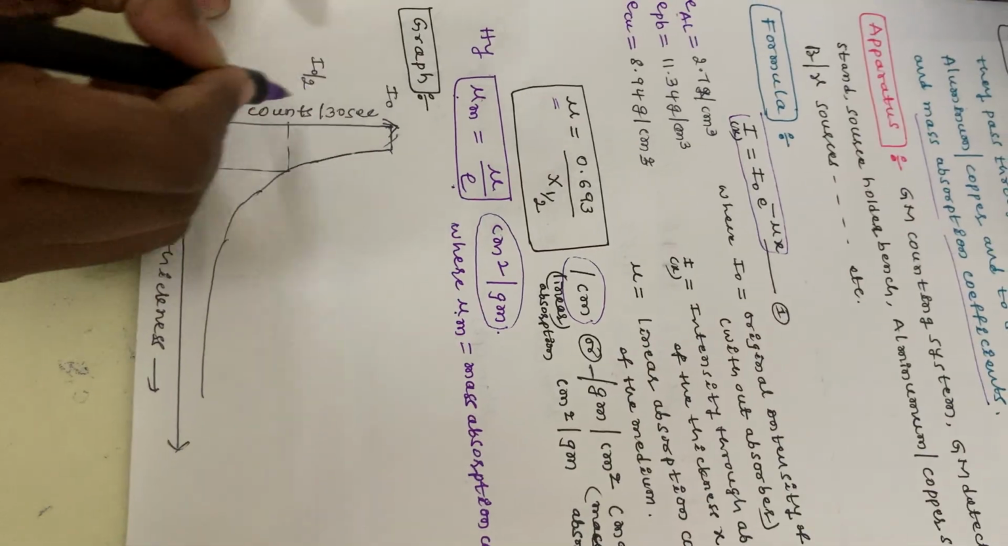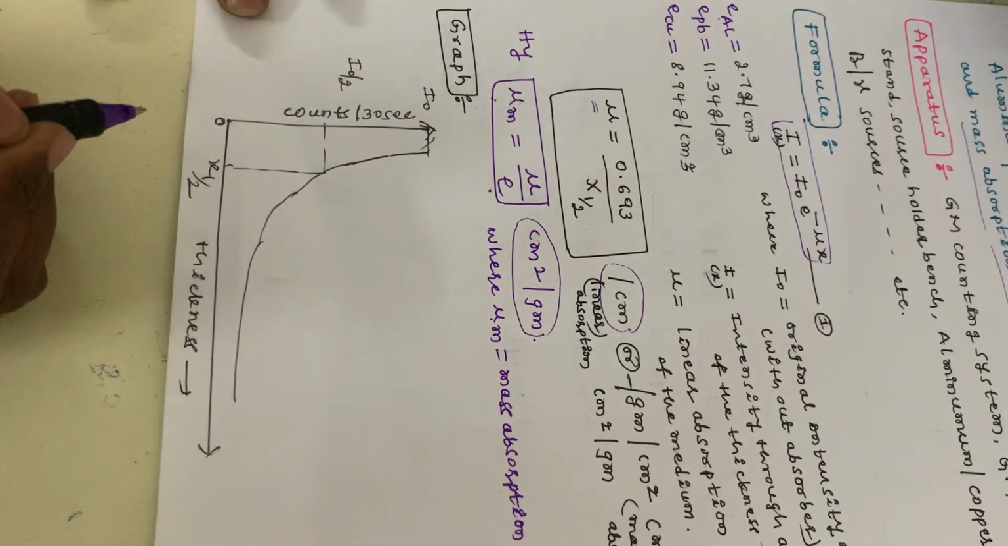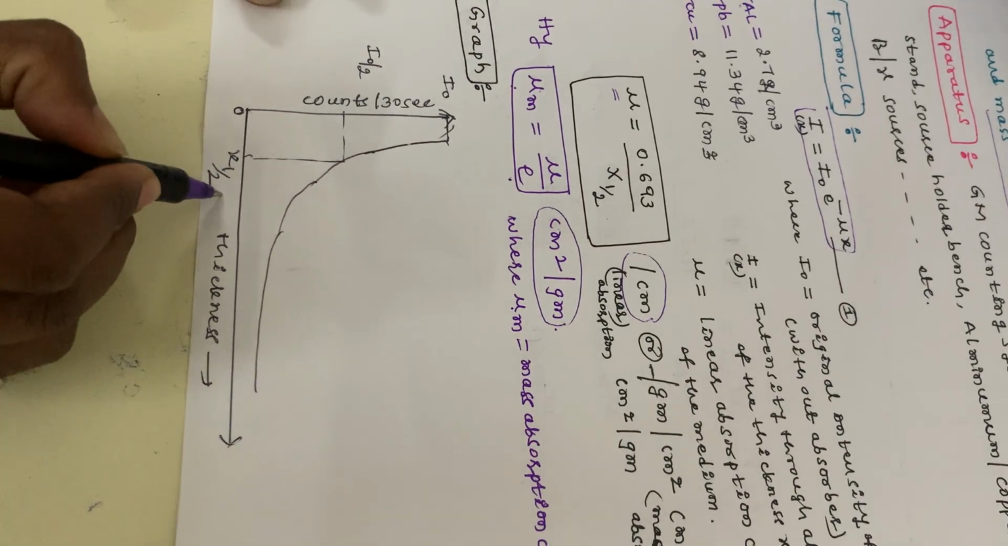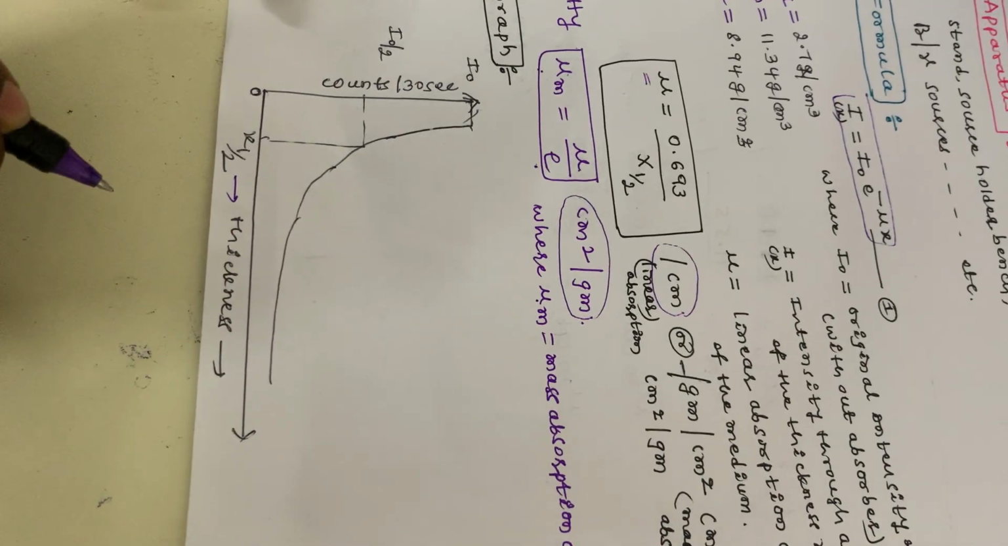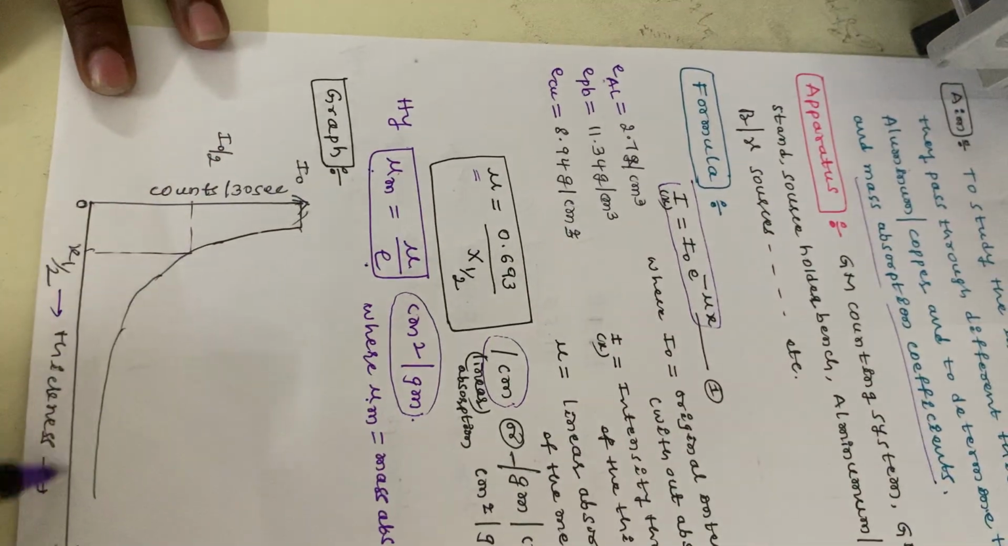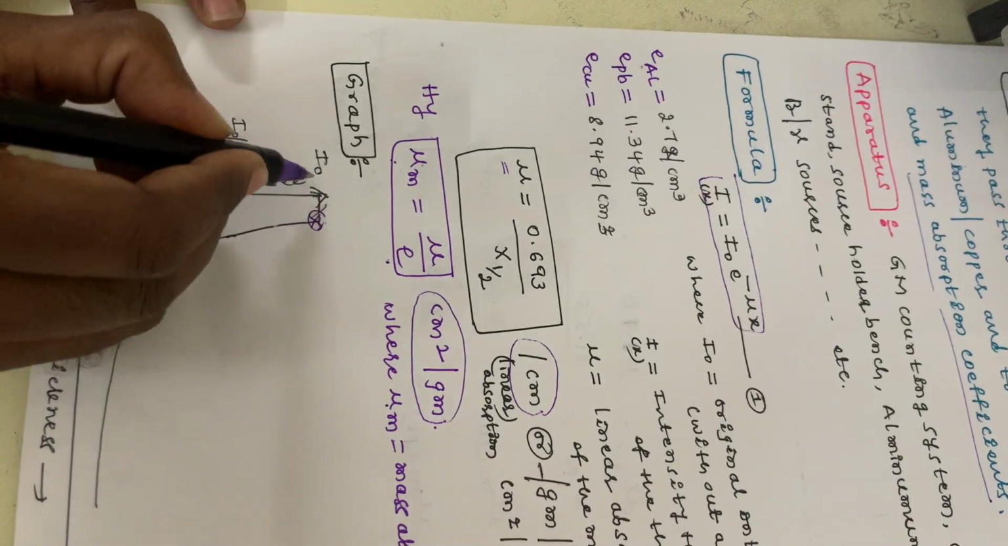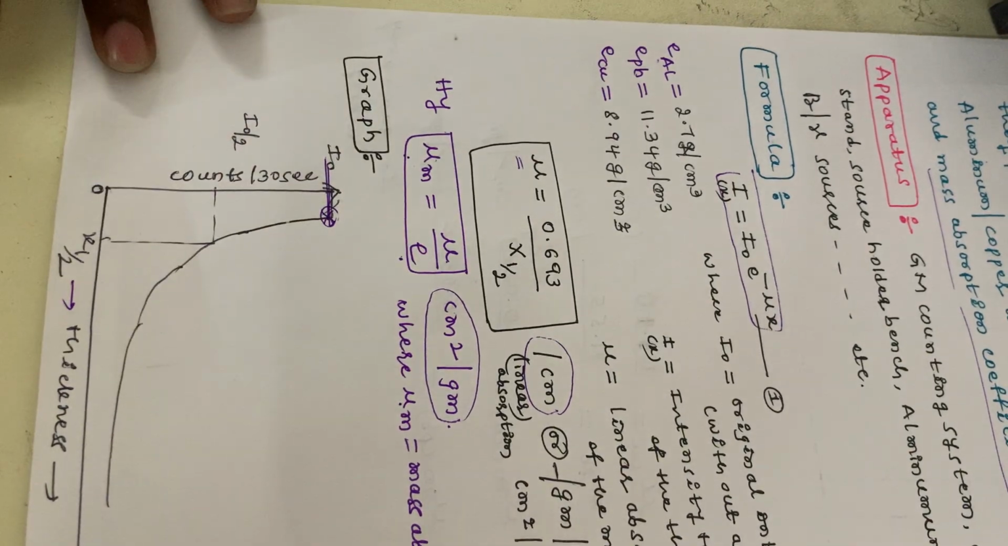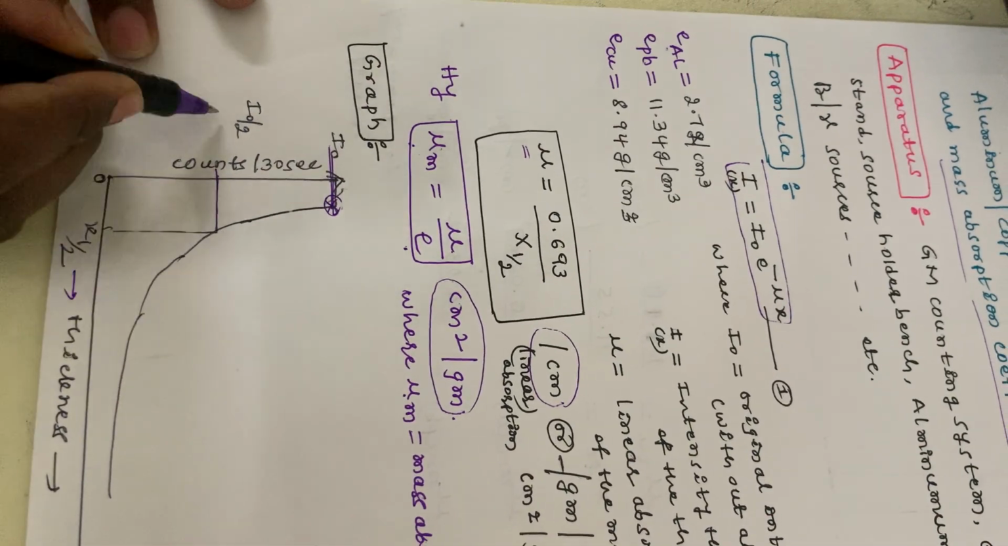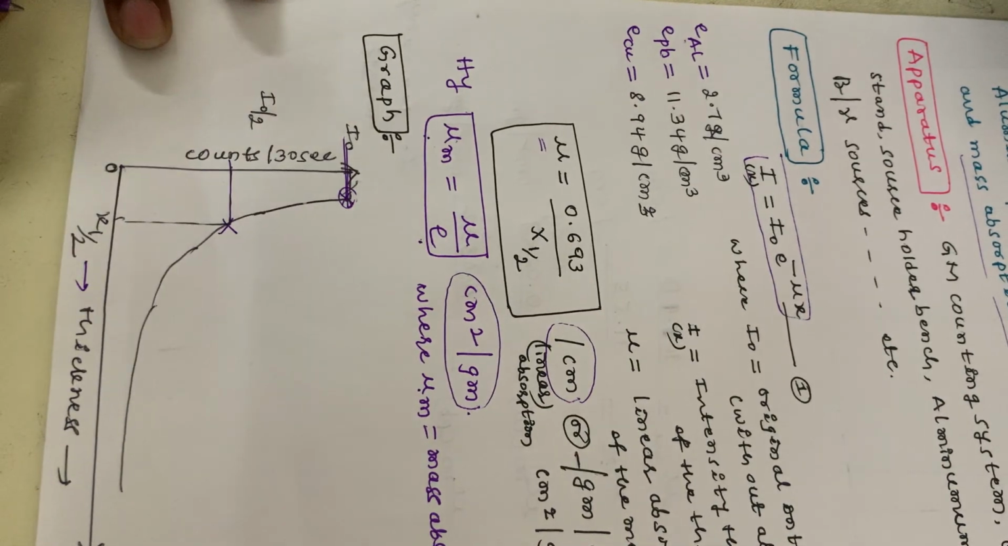Counts per 30 seconds you have to take on the y-axis. On the x-axis you take the thickness. The curve will come like this. So what is the maximum? That maximum you take as I naught. Then I naught by 2 you have to mark; here I naught by 2 it will come.